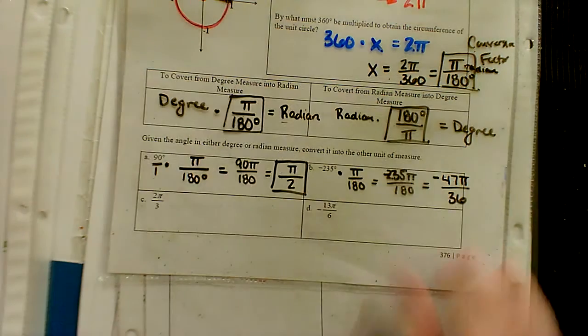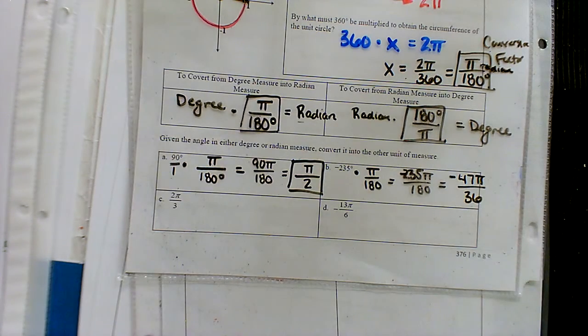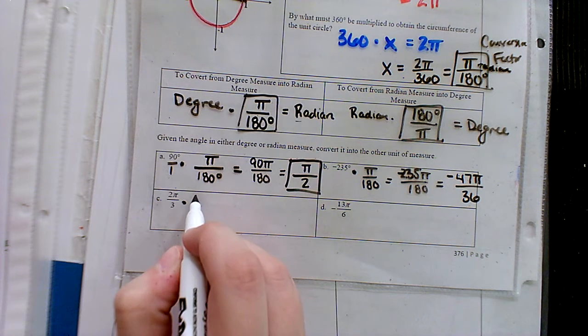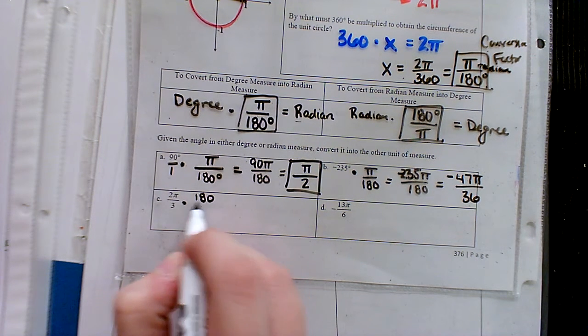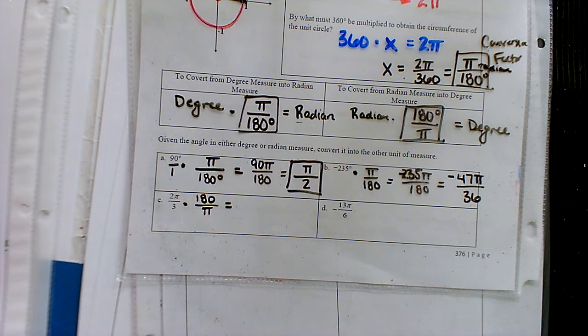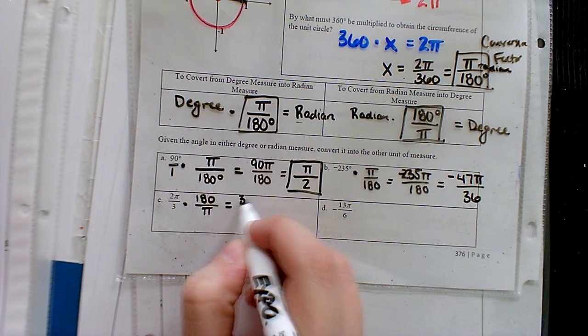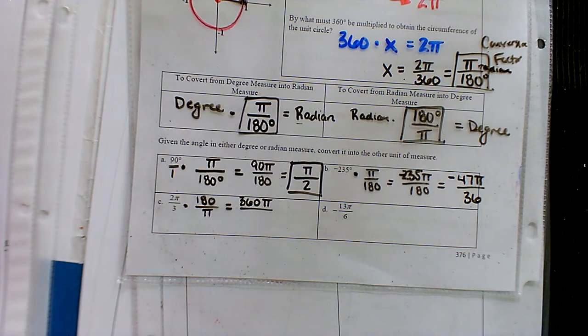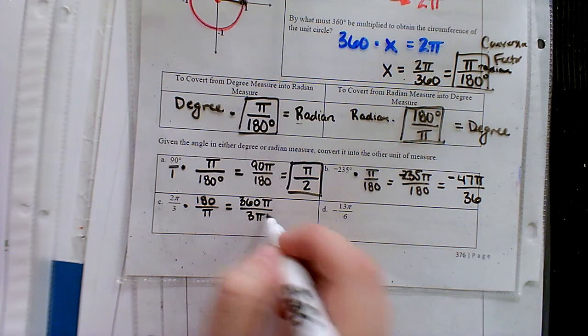All right, let's try the other two. So this time we're going to try to convert radians. Notice how the pi's are still in there, representing a radian amount. We're going to have to convert radians to degrees. So this time we're going to flip that conversion. We're going to have 180 degrees over pi. So multiply straight across the top, straight across the bottom. 2 times 180 would be 360, and we still have a pi. Down below we'll have 3 pi.